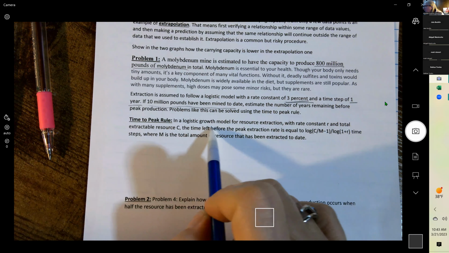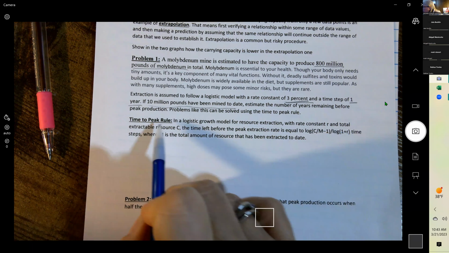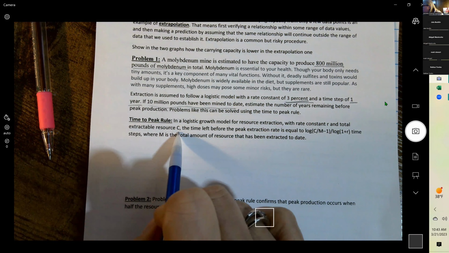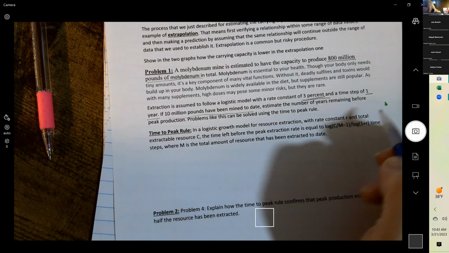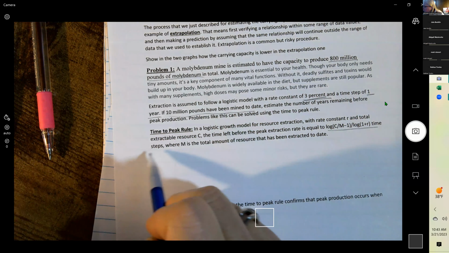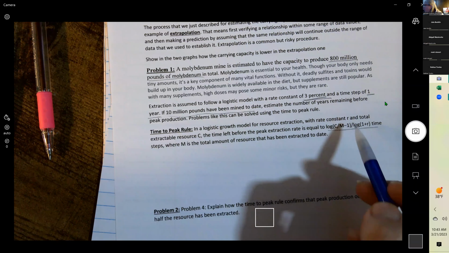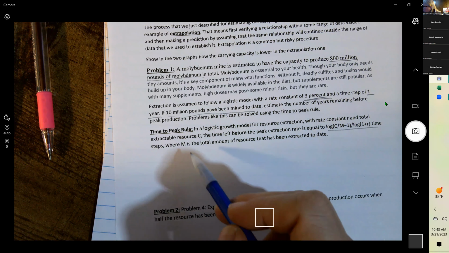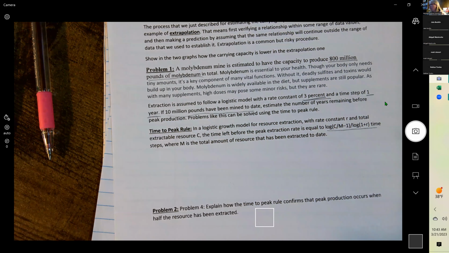In a logistic growth model for resource extraction with rate R and total extractable resource C, the time left before the peak extraction rate is equal to, and they give you this formula, where M is the total amount of resources that has been extracted. And this is going to give you your time steps. And this problem was in years. Each step was a year.